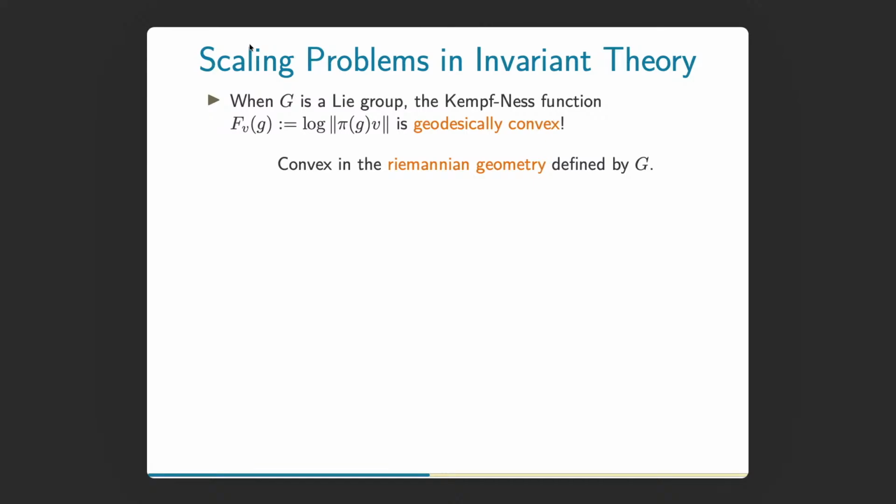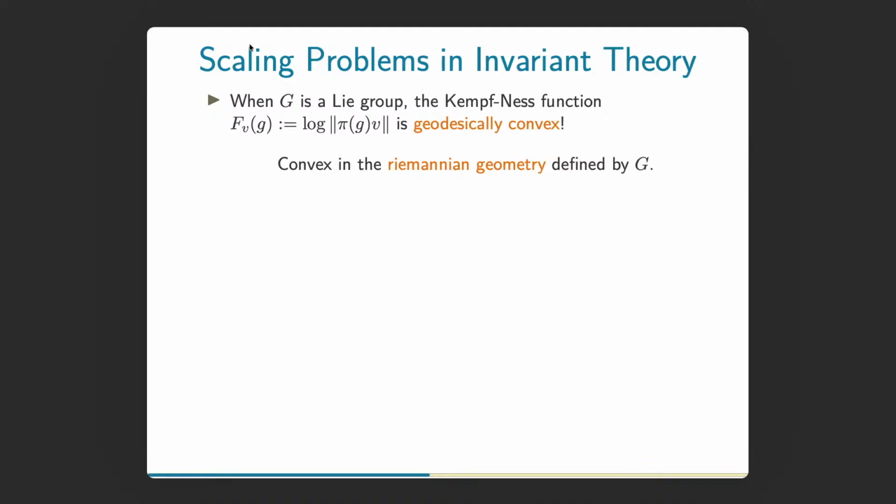And again, when G is a Lie group, the Kempf-Ness function is actually geodesically convex. So it's convex, but we need to talk about a different geometry, the same way that when we talked about matrix scaling, I just switched my parametrization. So I'm going to do the same here. It turns out that this function is convex in the Riemannian geometry defined by my group G. Okay, so please don't leave the room yet.